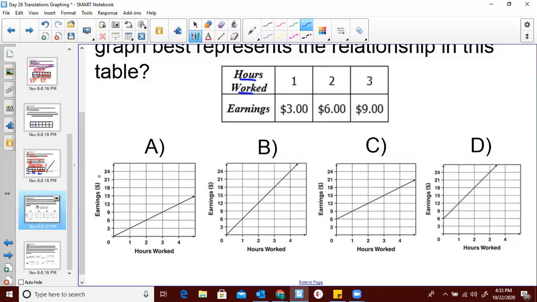Well, let me come over here and look at these graphs. I see earnings, I see hours worked. So this is going to be my X axis, right? And I'll write it on all four. Then I see earnings, come over here, I see earnings. So this is my Y. Sorry, earnings is my Y. And you can label these. From here, it's just basic graphing.